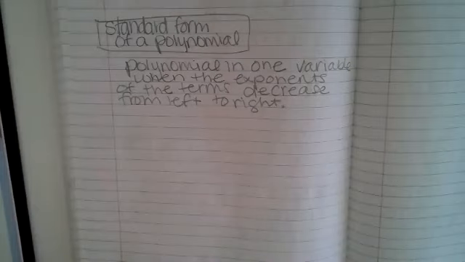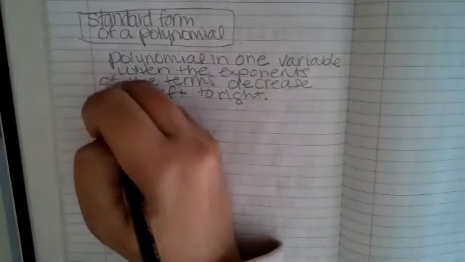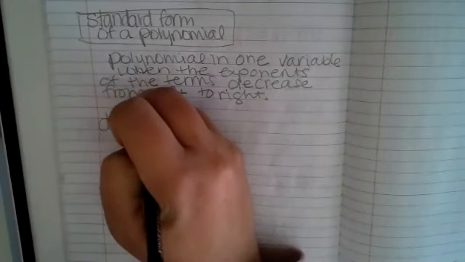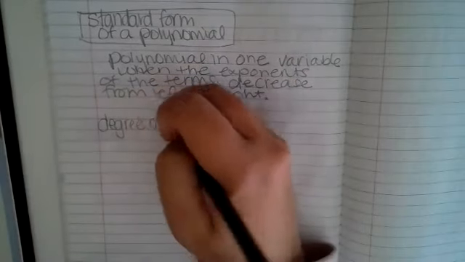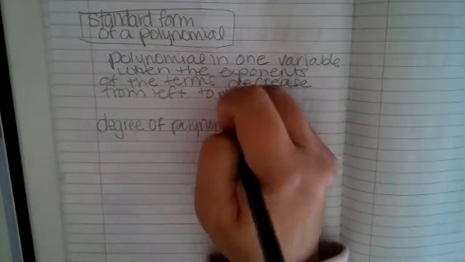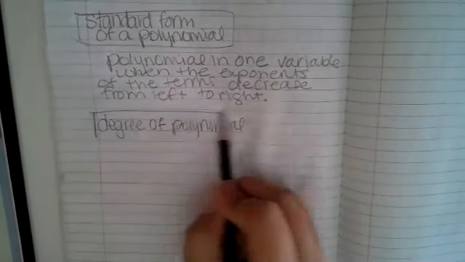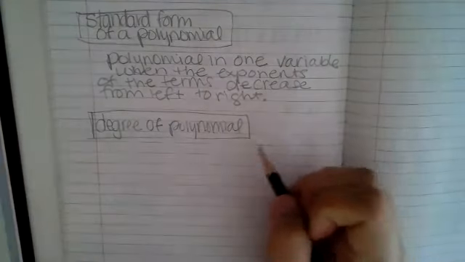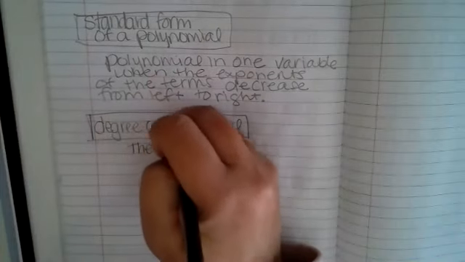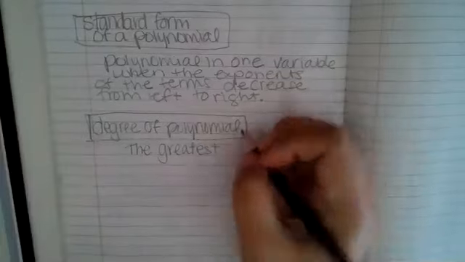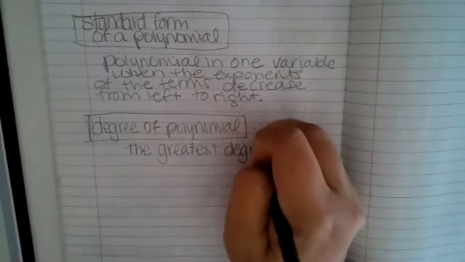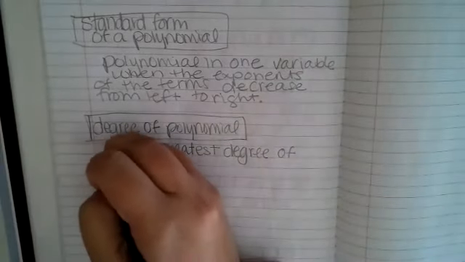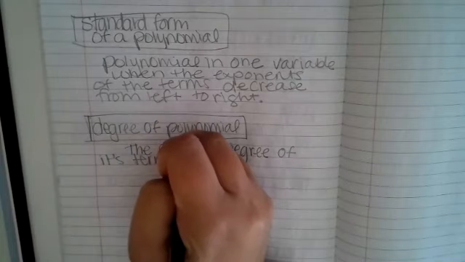When we are looking for the degree of a polynomial, that is when the degree of the polynomial is the greatest degree of its terms. So the greatest degree of its terms.